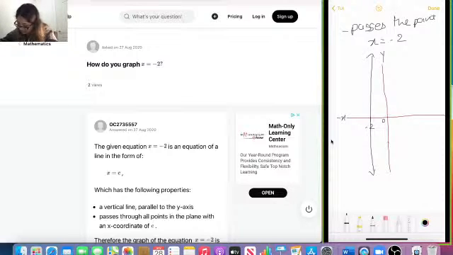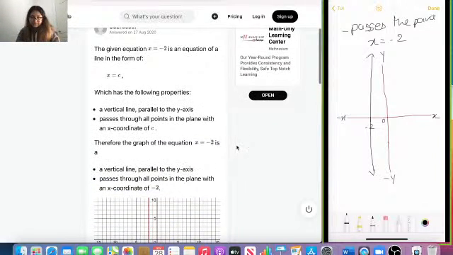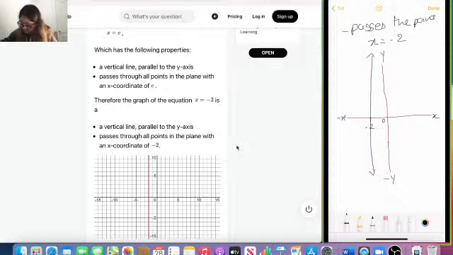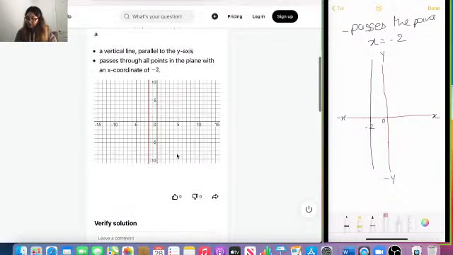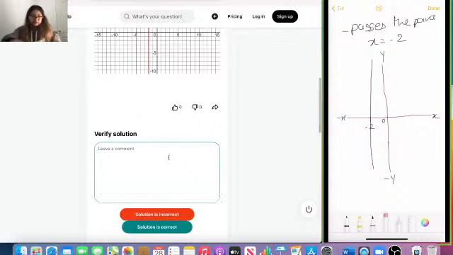And so this, sorry, this is x, right? And so we've basically fulfilled all the properties of this graph. It's vertical and it passes through the point x equals -2. So this is how the graph is supposed to look, basically. I'll just not draw the arrows here. Okay, so this is how it's supposed to look. It's basically a vertical line that passes through x equals -2. And yes, this is correct.